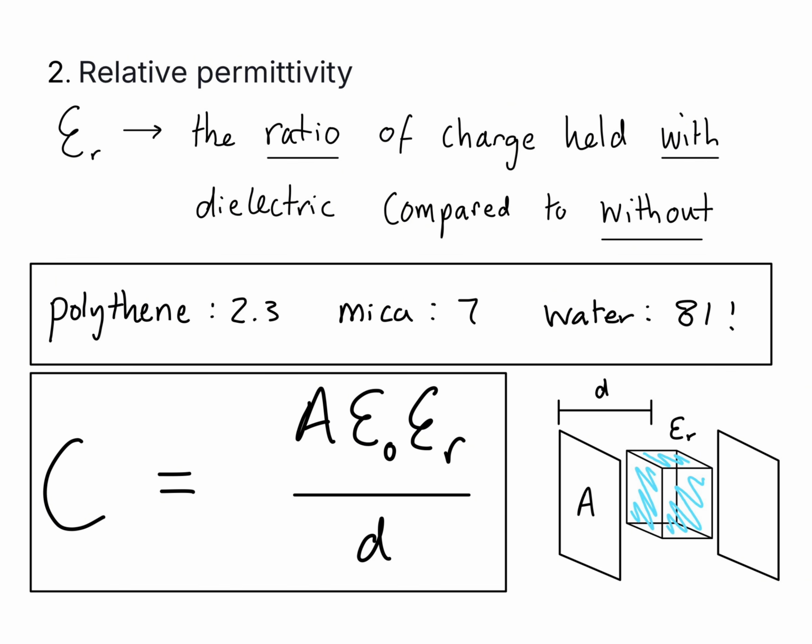Which gives us the full capacitance equation. C equals A epsilon r epsilon naught over d. Bigger plates give more capacitance, a smaller gap gives more capacitance, and a good dielectric multiplies it up.